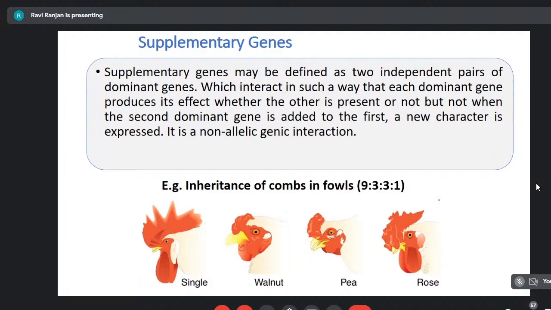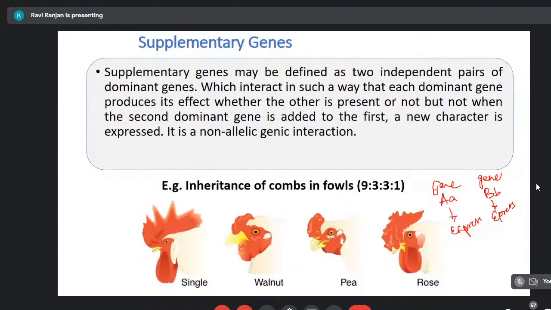Here also there are 2 genes, that is, supposing one gene is A and another gene is B. So both genes can express themselves. They are not codependent; they are not dependent on each other. Both of them can express themselves. But when they are present together, they give altogether a new type of character.